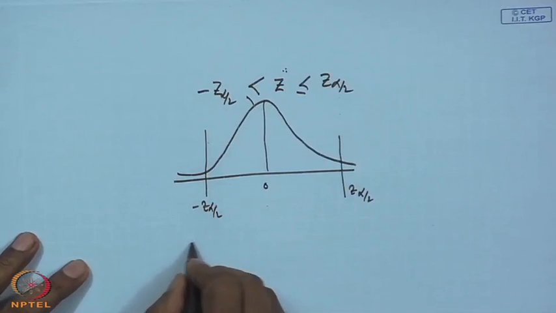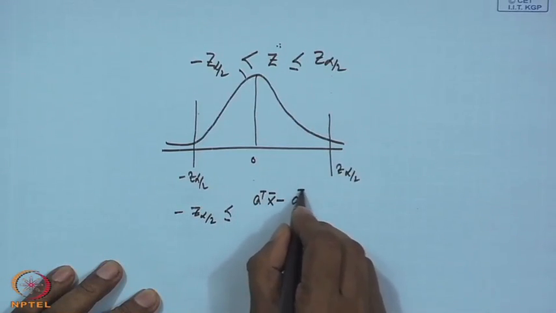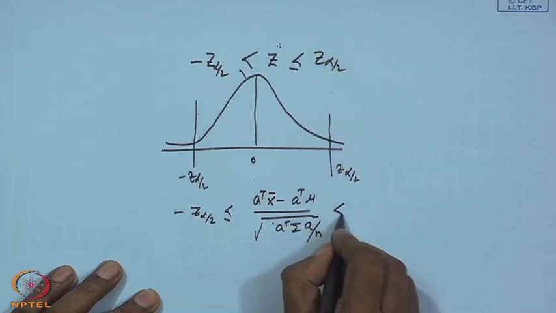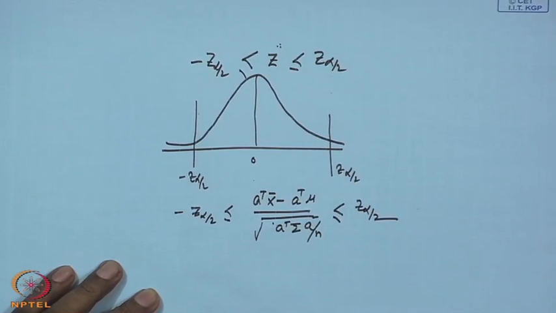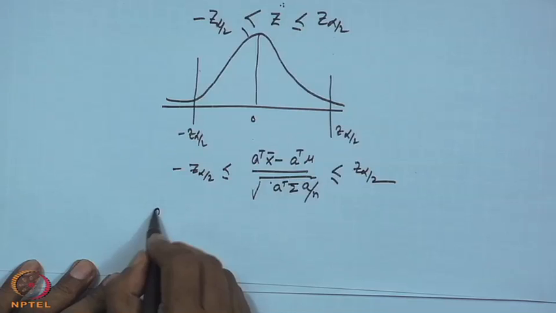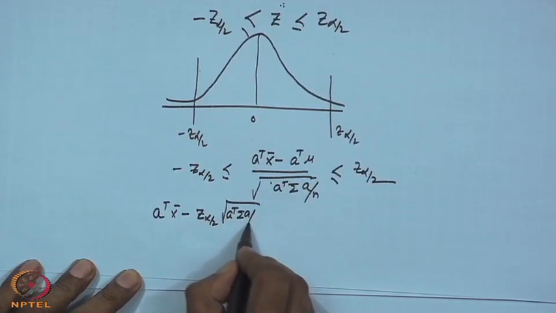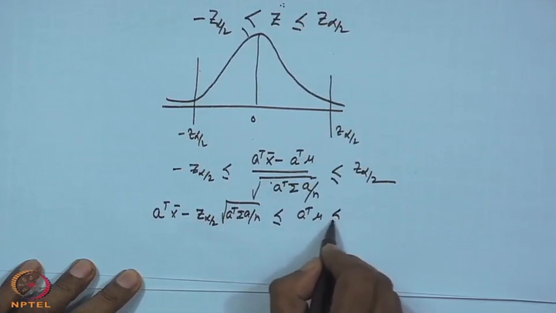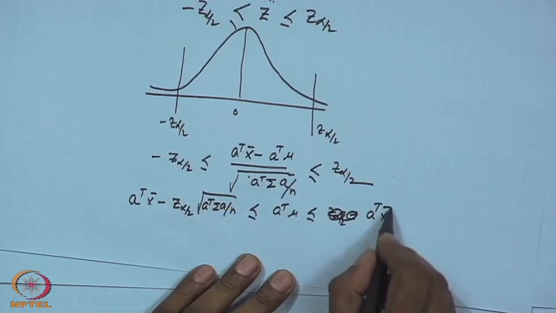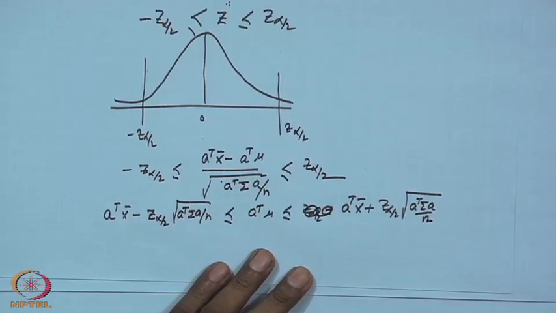Then you put the Z value here. So, minus Z alpha by 2 is less than or equal to A transpose X bar minus A transpose mu divided by the square root of A transpose sigma A by n, which is less than or equal to Z alpha by 2. With further mathematical manipulation, what you will get is A transpose x bar minus z alpha by 2 square root of A transpose sigma A by n, less than or equal to A transpose mu, less than or equal to A transpose x bar plus z alpha by 2 square root of A transpose sigma A by n.